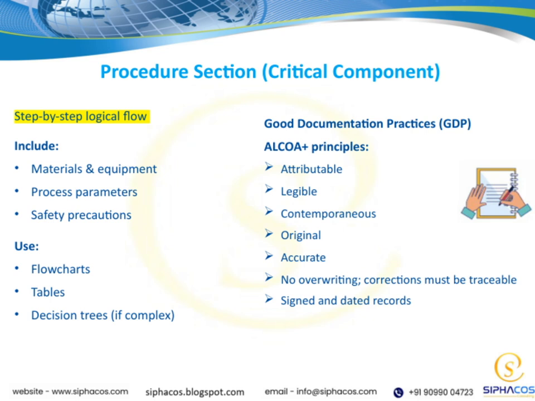Original refers to recording the initial data, not copies or summaries. Accurate means the information must be correct and reliable. No overwriting is allowed. If corrections are needed, they must be traceable so everyone can see what was changed and why. And records should always be signed and dated, ensuring accountability.